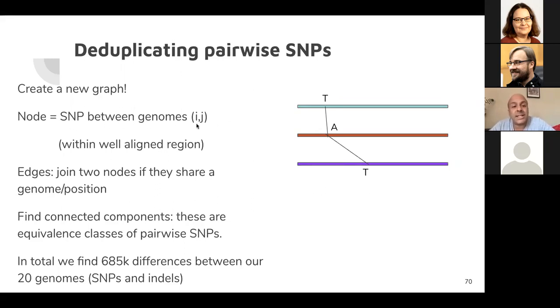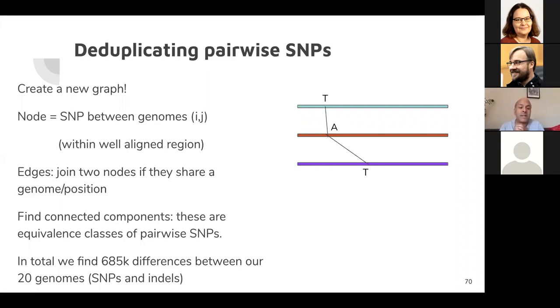Each node is a SNP between two genomes. So this TA SNP is one node, and this TA SNP is another node. And we join two nodes if they share a genome and position. In other words, the node for this AT SNP and the node for this one are joined because they share this genome and this position and that allele. Then you find connected components within this graph, and these are equivalence classes of pairwise SNPs.